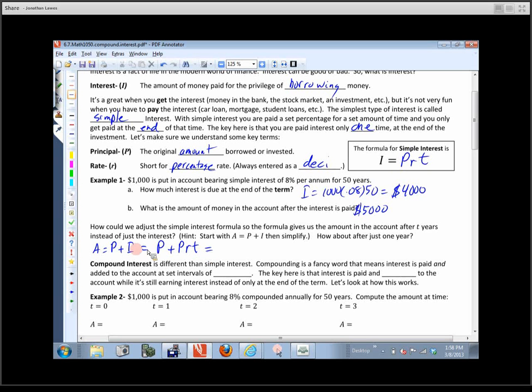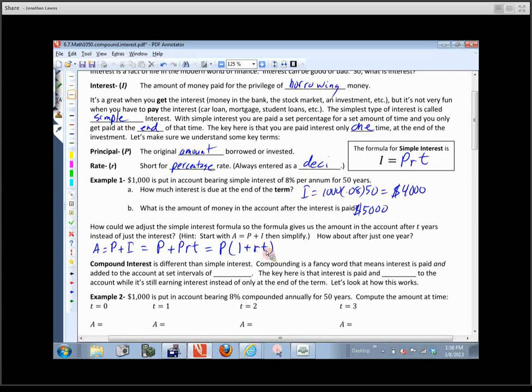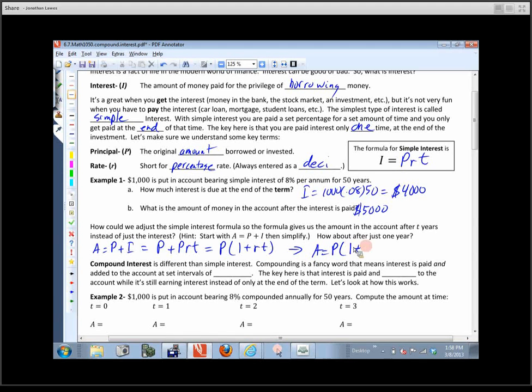What would be another way to write this so I don't have to put the P in both places? How do I make it look like there's only one P? What's that called? I heard it back here. Thank you very much. Factoring. We're going to factor this out, just like we dealt with when we were solving those logarithmic ones. If you want to make it look like there's only one, factor that out. So I get 1 plus RT. So here's the formula. The amount is going to be the principal, 1 plus R times T.